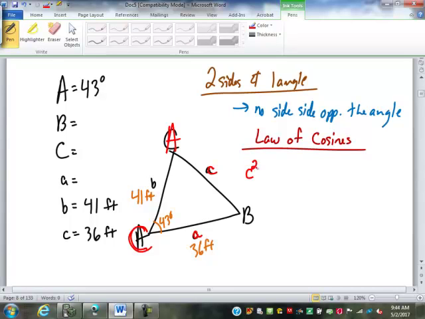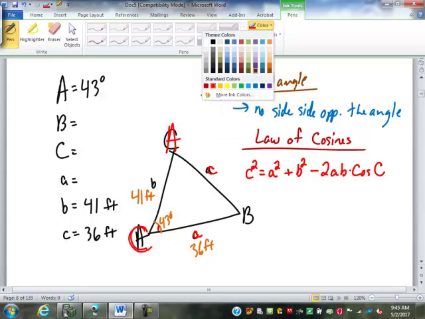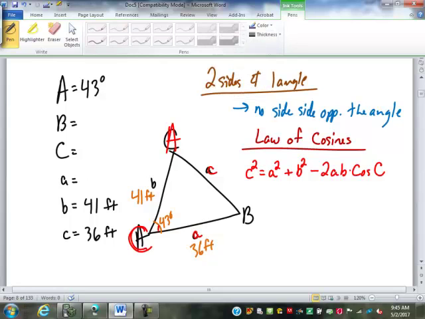The length of side C squared is equal to the length of side A squared plus the length of side B squared. Does that look familiar so far? That's the Pythagorean theorem, isn't it? A squared plus B squared equals C squared. But if C were a right angle, that would be it. But C is not a right angle, so there's an adjustment factor: minus 2 times A times B times the cosine of angle C. The law of cosines is sometimes called the generalized Pythagorean theorem because it applies to all triangles, not just ones with a right angle.